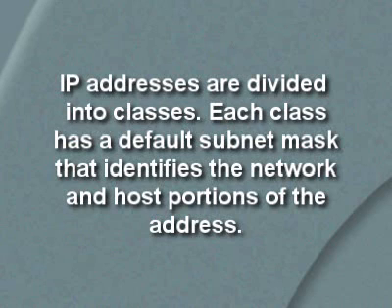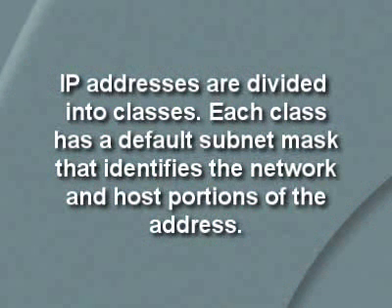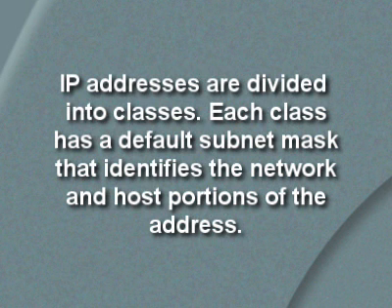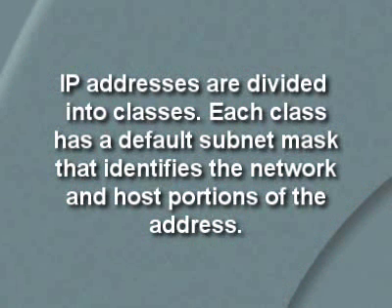So keep in mind, IP addresses are divided into 5 classes: A, B, C, D, and E. For our purposes, we'll be focusing on Class A, Class B, and Class C. Each class has its own default mask, which indicates which portion is network and which portion would be the host address.